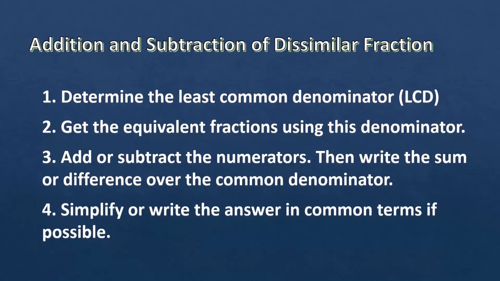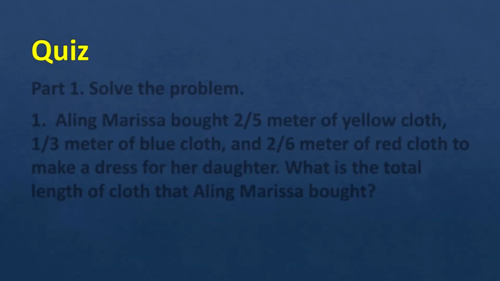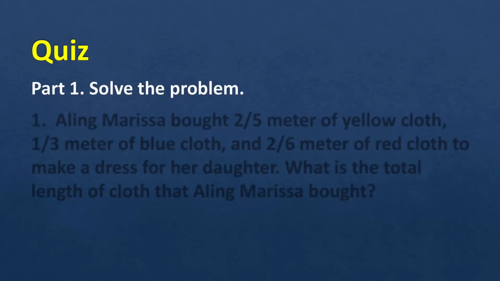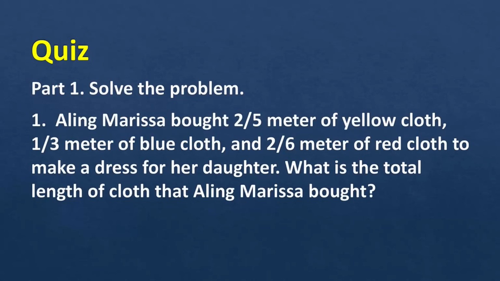I know that you are ready for a quiz. Be confident and use what you have learned. For our part 1, let's solve the problem. Number 1. Aling Marisa bought 2/5 meter of yellow cloth, 1/3 meter of blue cloth, and 2/6 meter of red cloth to make a dress for her daughter. What is the total length of cloth that Aling Marisa bought?